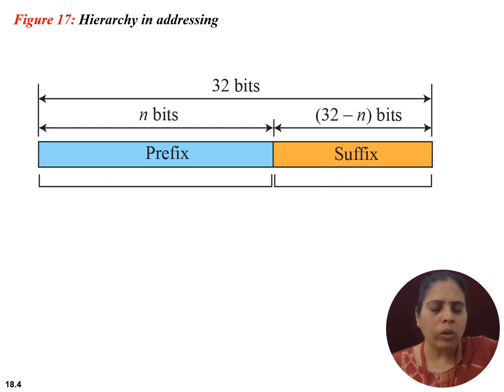Now, how is the address identified for a node in a network using the IPv4 address? As we have already indicated, 32 bits are used to indicate the unique address of a node or a computer. Out of these 32 bits, n bits are reserved to indicate the prefix, which tells in which network the computer or node lies, and the remaining 32 minus n bits are the suffix, which uniquely identifies each node in the network.